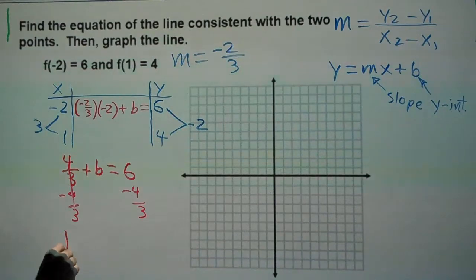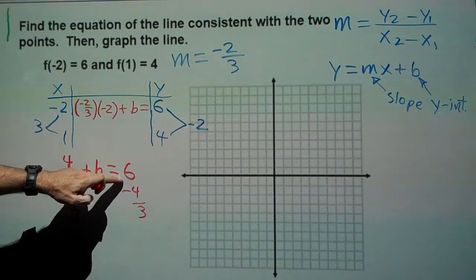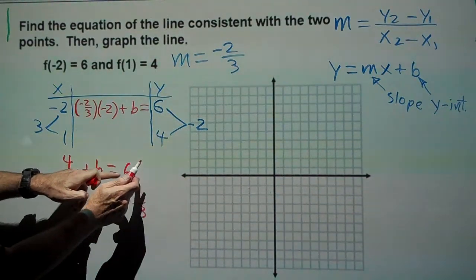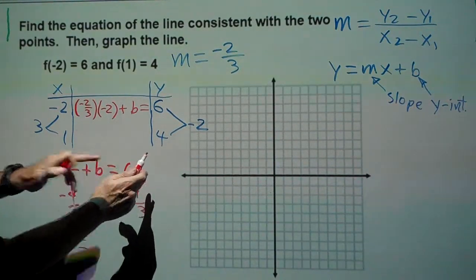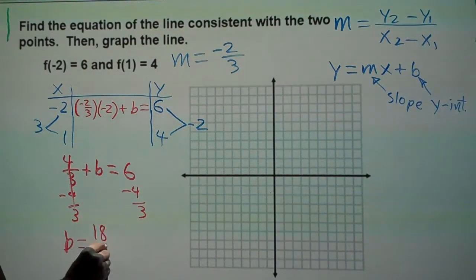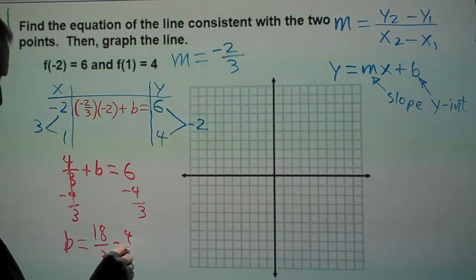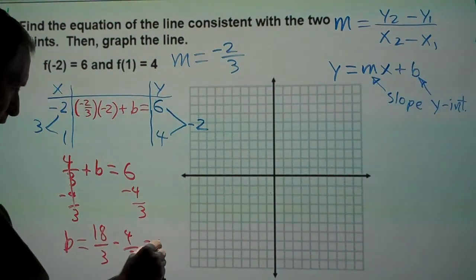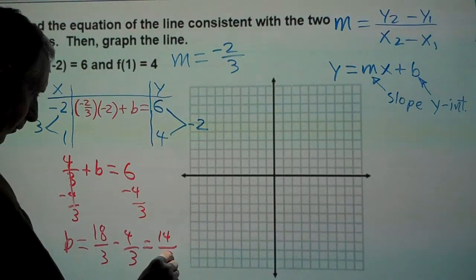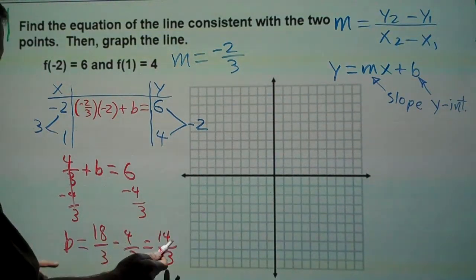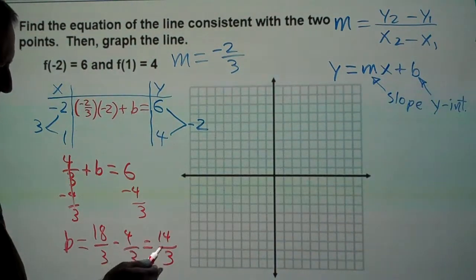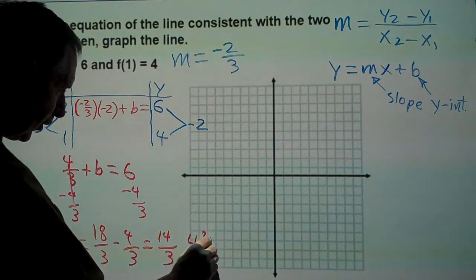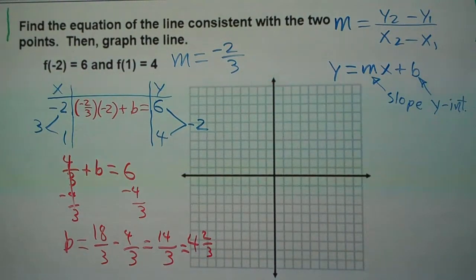And we have cancellation here, so b is equal to, well, how many thirds do we have in 6? We have a denominator of 3 here. To get a common denominator, we just take 6 times 3, so we have 18 thirds, which is the same as 6, minus 4/3. And 18 thirds minus 4/3, 18 minus 4 is 14. And we have thirds here, so 14/3 is our calculated value for b. Now, 15/3 would be 5, and so as a mixed number, 4 2/3 would be our mixed number form of b.